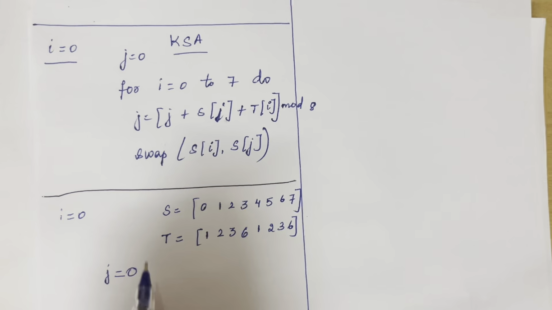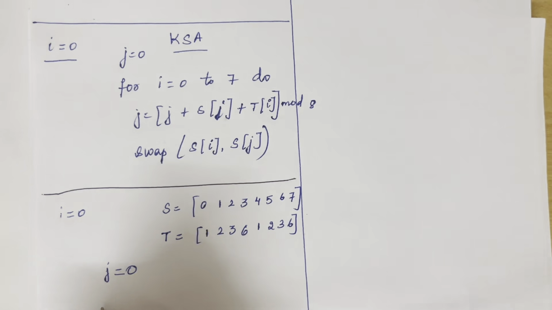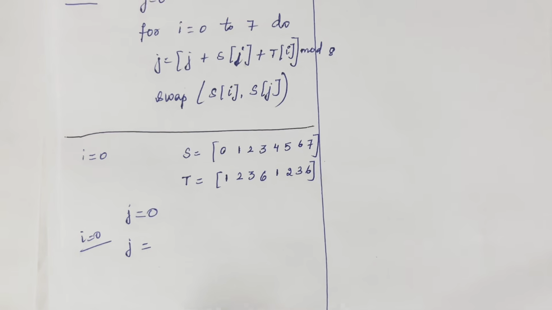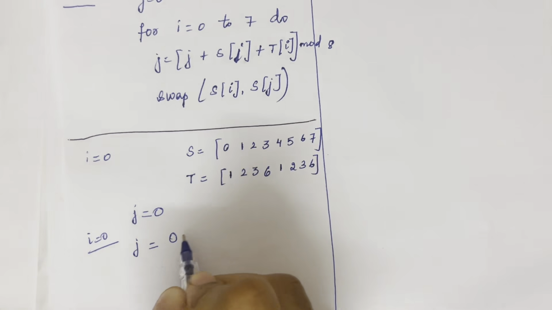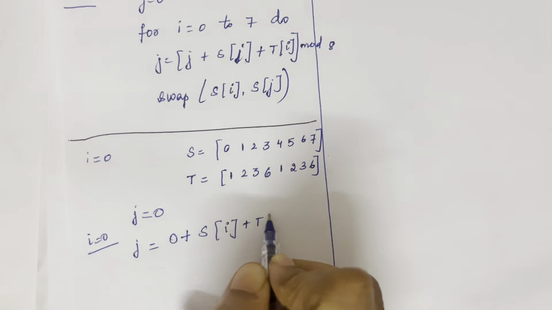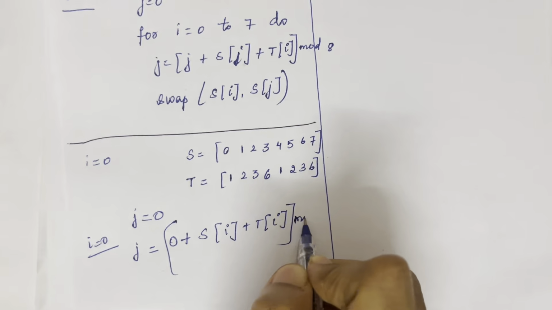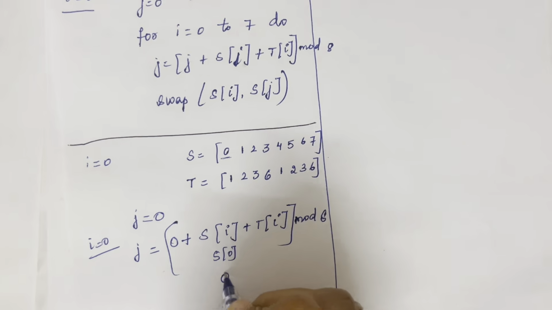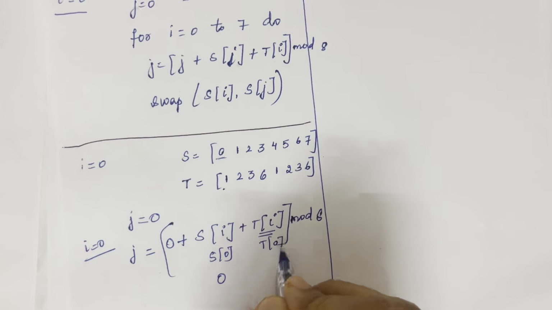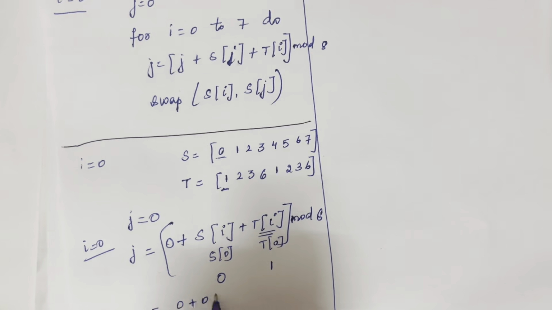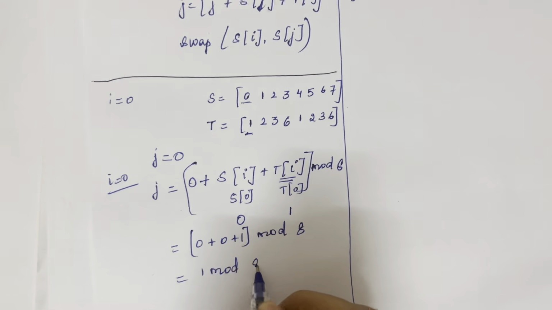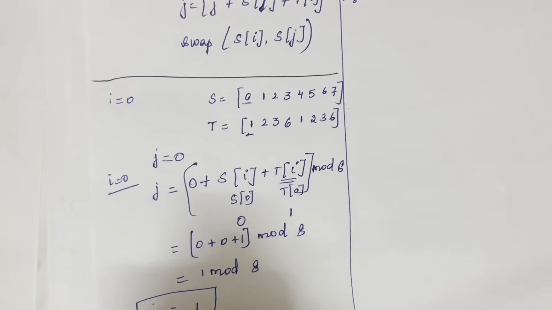So what is the first value? j will be equal to 0, and I is equal to 0. That means j is equal to, what is the j value here? The j value is initially set to 0. 0 plus s of I plus t of I, mod 8. So what is s of I? s of I is s of 0, which is 0 here. And what is t of I? t of I is t of 0, which is 1. So you will get 0 plus 1 mod 8. The answer is 1 mod 8, which is 1. So the j value will be equal to 1.